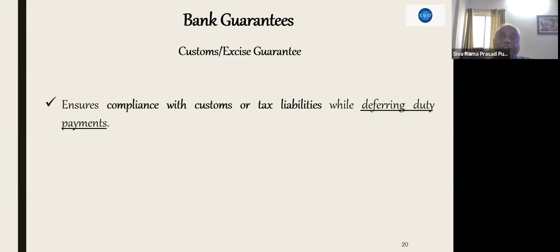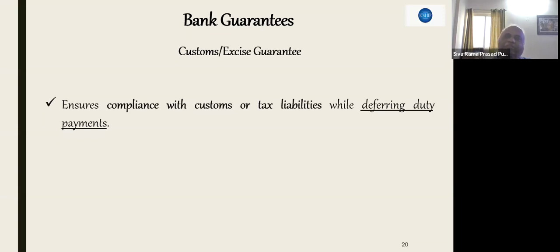So sometimes the customs authorities also, whatever the penalties, whatever the demurrages on hourly basis. Once the ship is arrived, immediately within 24 hours or less than 24 hours, the beneficiary has to take back the goods. Otherwise, if they put in the port, in the godowns, then how much volume, length, breadth, and space, all these things they will recover on hourly basis. So ensure compliance with the customs or tax liabilities while deferring the duty of payments.